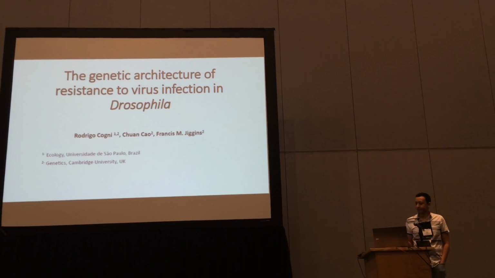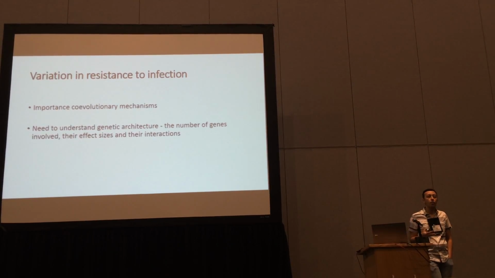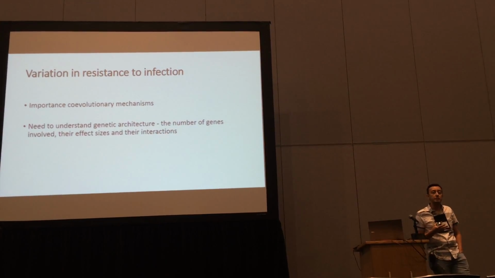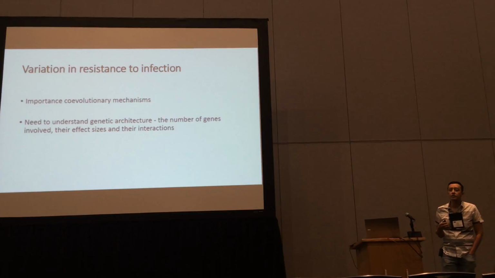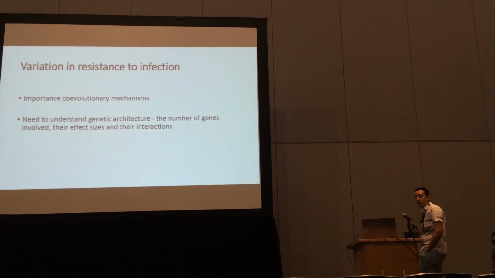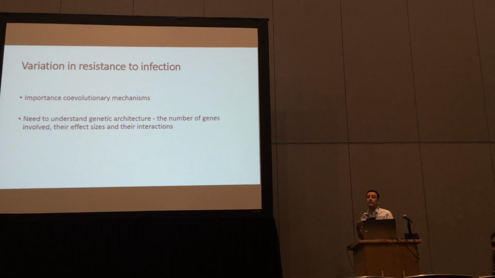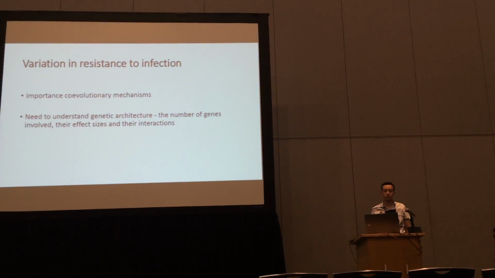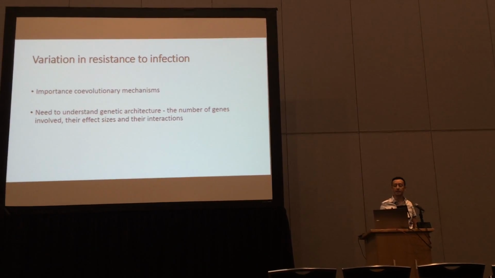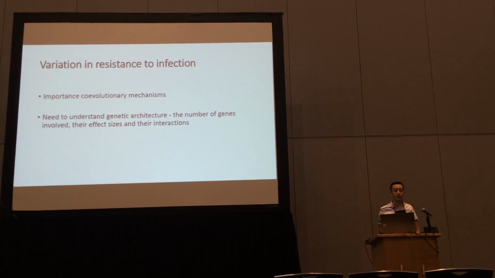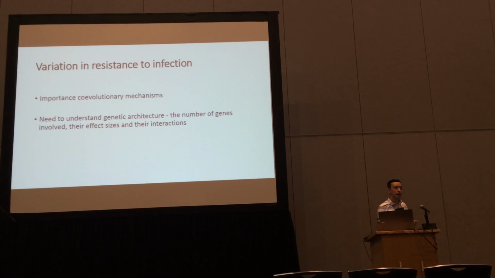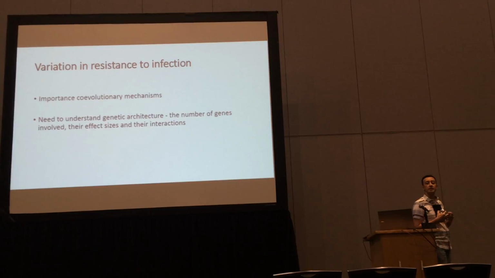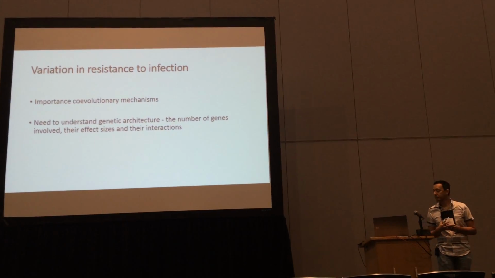So, in almost all populations, organisms are attacked by a variety of parasites and pathogens, and a striking fact about that is that we have a lot of variation in how individuals resist an infection. So there's a lot of variation in populations for resistance to infection. And we don't know much about the mechanisms that keep this variation in populations, and understanding this is important to understand coevolutionary dynamics.